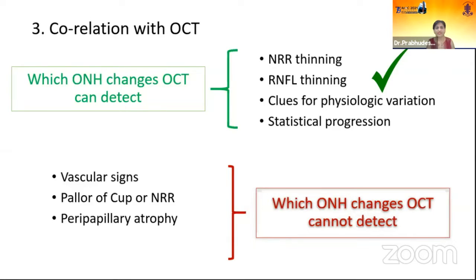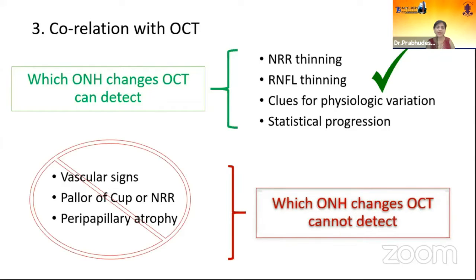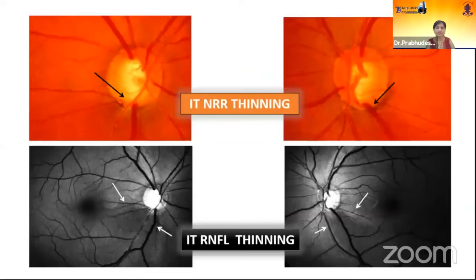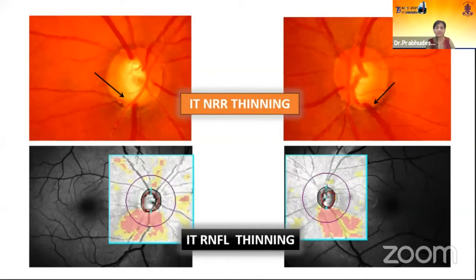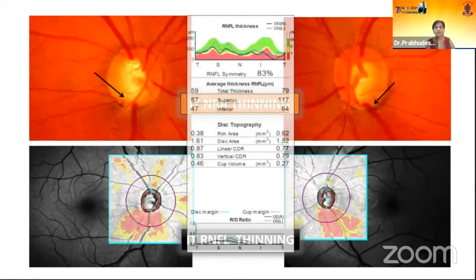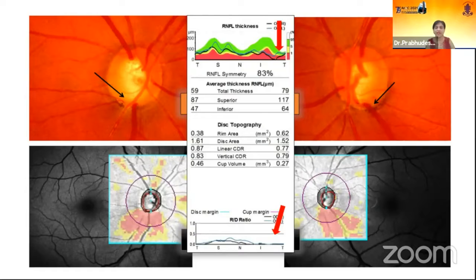There are certain things which OCT can detect, that is NRR thinning, RNFL thinning. There can be clues for physiologic variation, and we know statistical progression is available with OCT. But there are certain signs which OCT cannot detect, and these are vascular signs, pallor of cup or NRR, and peripapillary atrophy. So if a patient has NRR thinning and RNFL thinning like this, OCT can definitely find out and tell us that, okay, this is NRR thinning. The most important is you can see that NRR thinning and RNFL thinning exactly in that location.